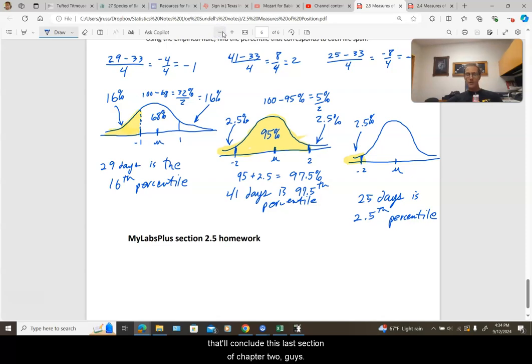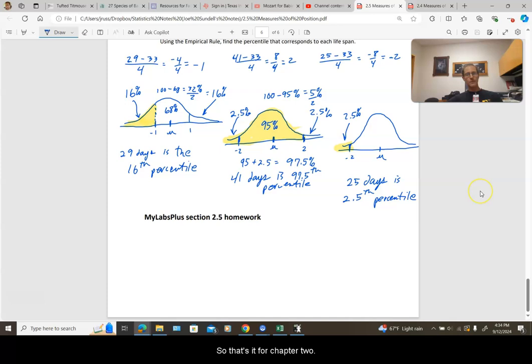All right, but anyway, that'll conclude this last section of Chapter 2, guys. So that's it for Chapter 2. So remember, all of Chapter 2 is on what we refer to as descriptive statistics. So when we have a data set, if we have a sample, we find these statistics and they describe the data set. And then from those statistics, we can make inferences. All right, so the next thing that we will cover will be probability in Chapter 3. Okay, so I will see you there.